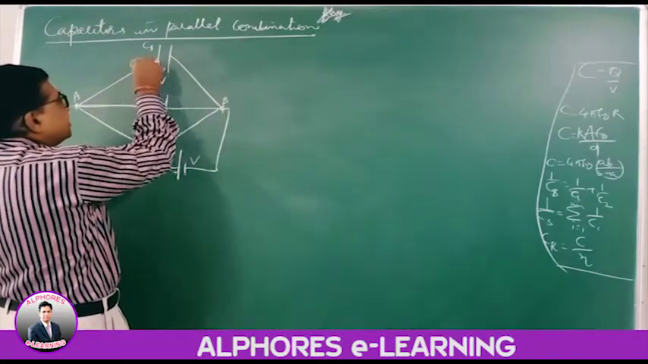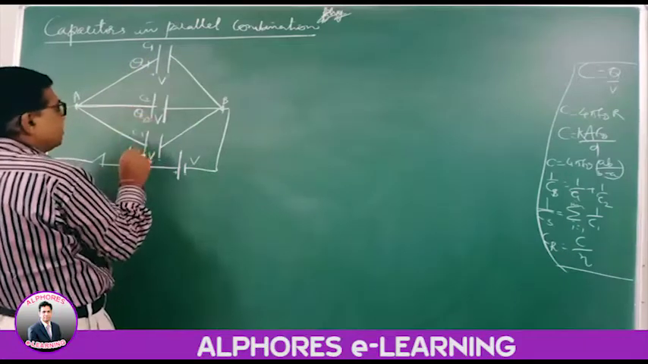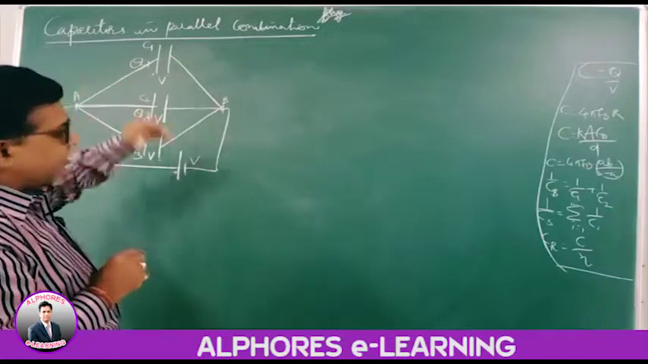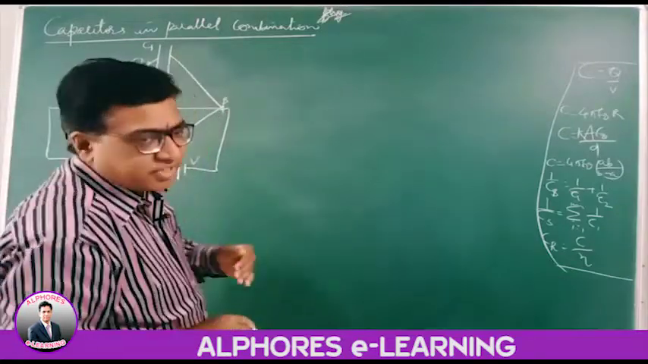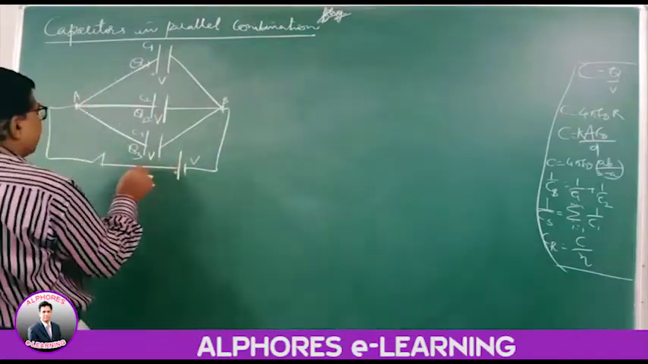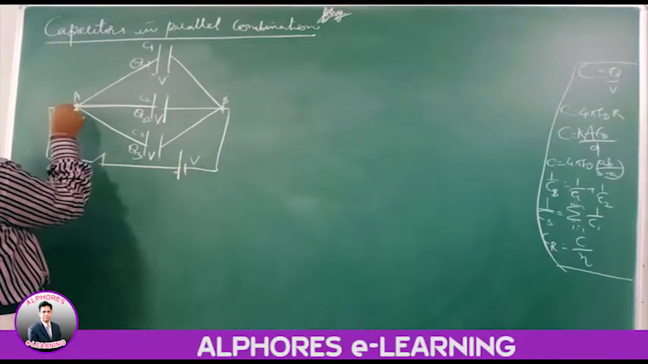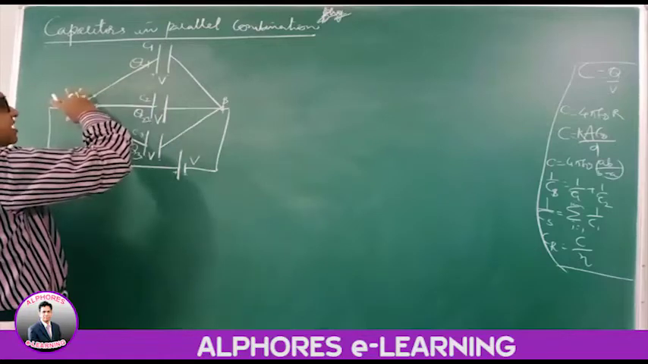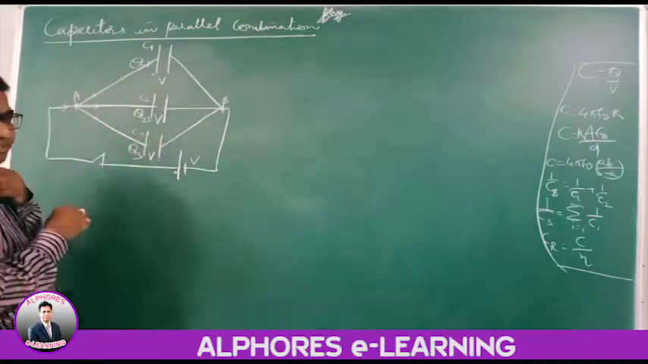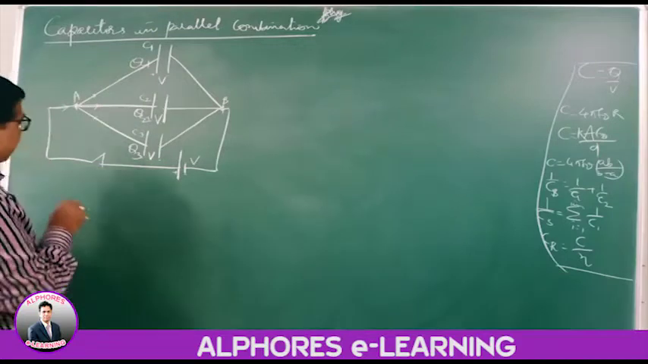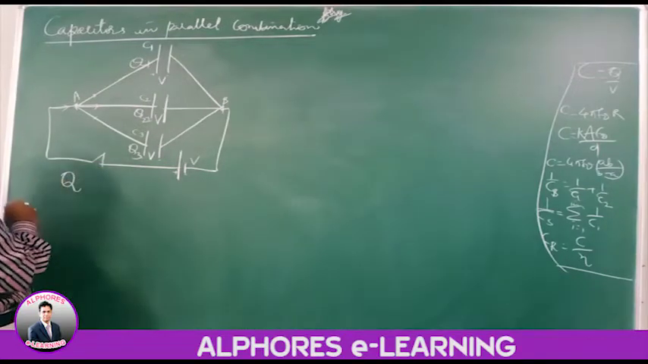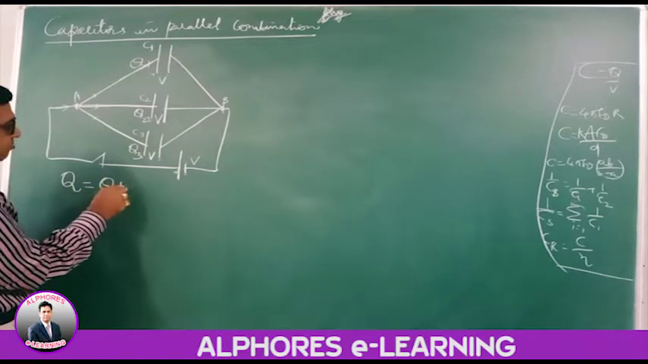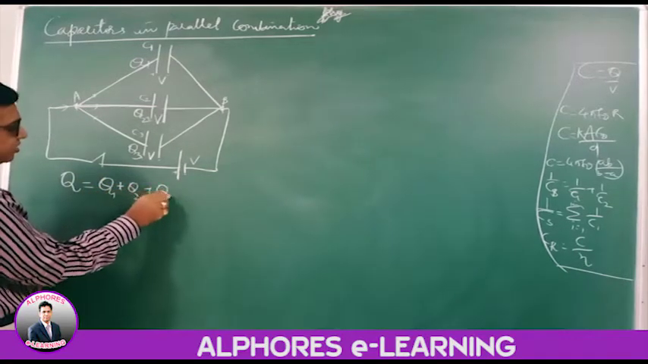Let the charge in this capacitor be Q1, this one Q2 and this one Q3. So let the individual charges be Q1, Q2, Q3. The net charge that is drawn from the battery is drawn by these three capacitors individually as Q1, Q2 and Q3. Let the net charge drawn from the battery be Q. Then the total charge is Q1 plus Q2 plus Q3.